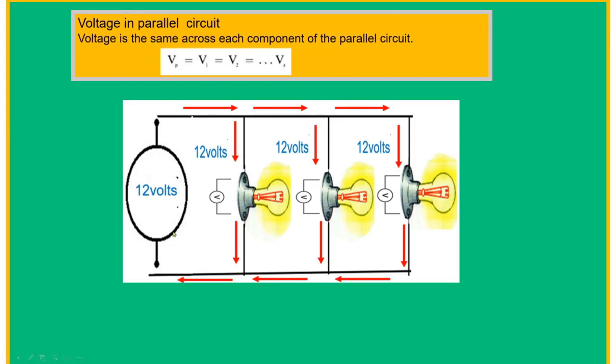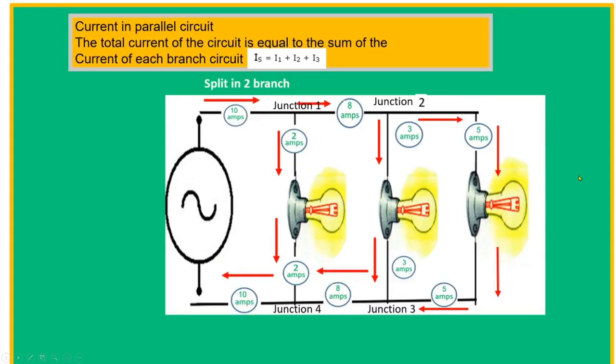Why? Because if we look at the diagram, from here it will go here. So what we get from here, we also get here. That is, voltage in a parallel circuit is equal across branches. For current, the total current of the circuit is equal to the sum of the current of each branch circuit. I supply is equal to I1 plus I2 plus I3.